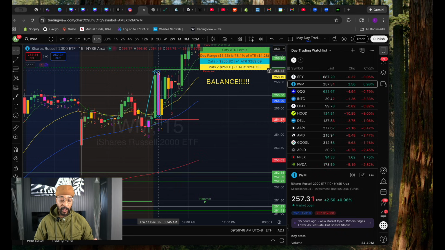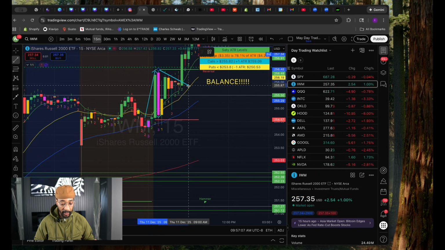So this is why you get faked out, because you're getting in at the top of this candle instead of letting it balance out first and then riding it back up as it retraces. And then look what happened. I want you to pay attention to this area right here.